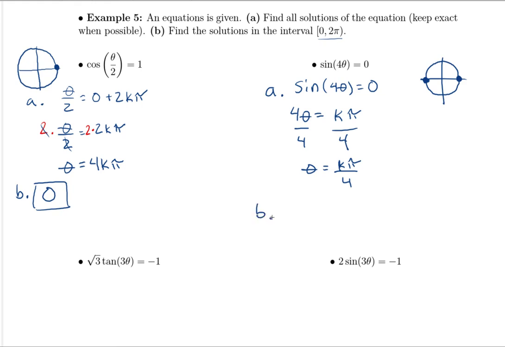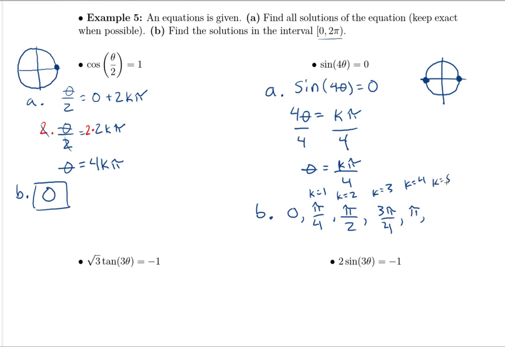But then part B asks me to list all the solutions between 0 and 2 pi. So I can just start plugging k values in. So k equals 0 gives 0, k equals 1 is pi over 4. K equals 2 is 2 pi over 4, which is pi over 2. K equals 3 would be 3 pi over 4. K equals 4 would be 4 pi over 4, so pi.